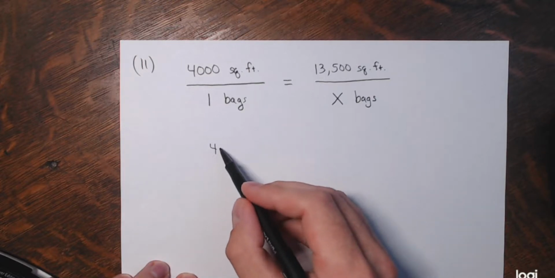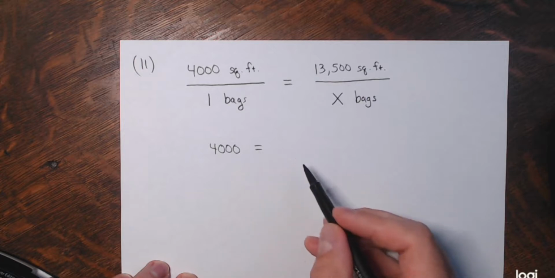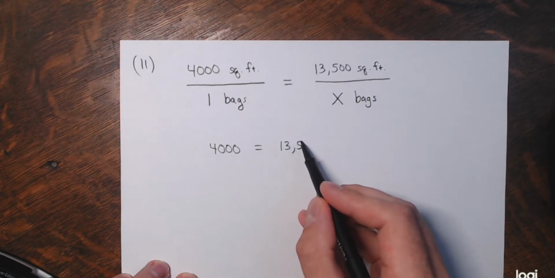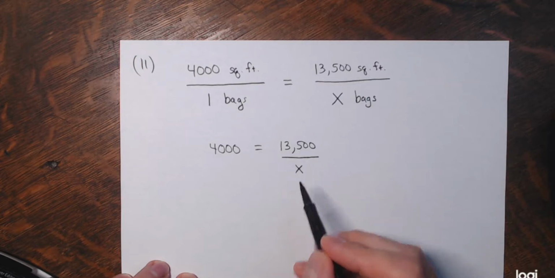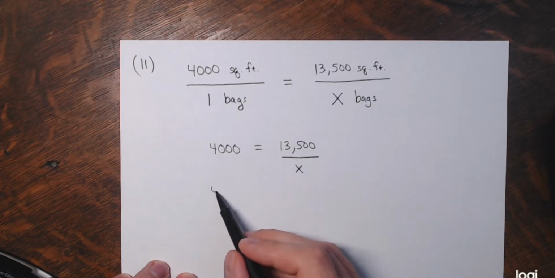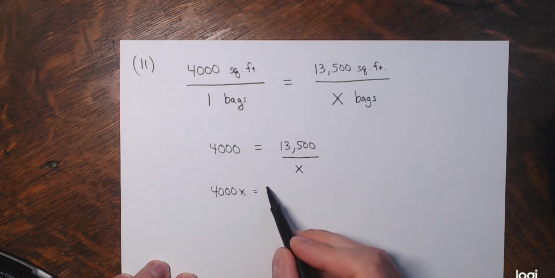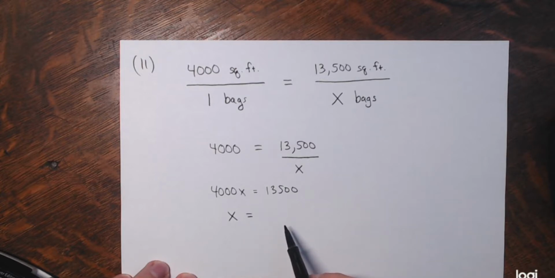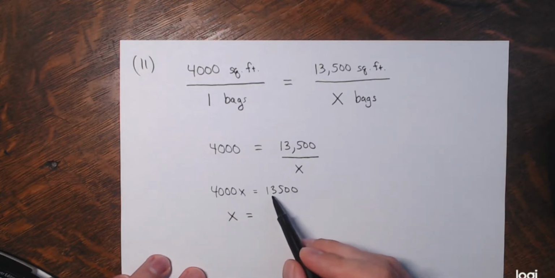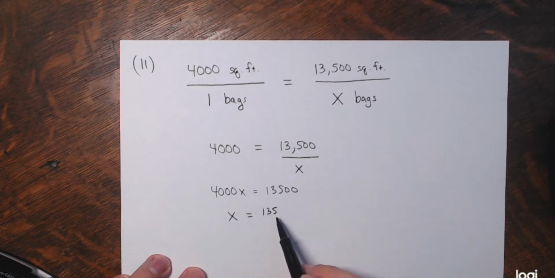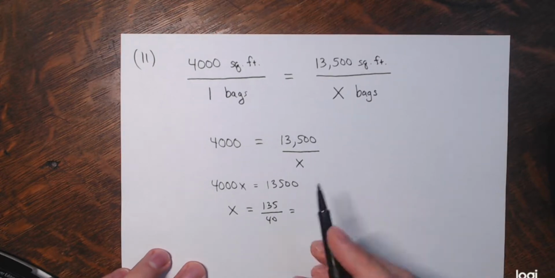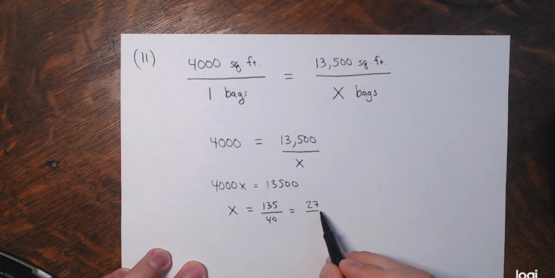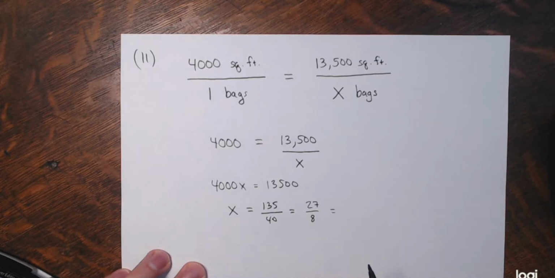So I have 4,000 on the left equals 13,500 divided by X on the right. I would multiply by X, I get 4,000X equals 13,500, and then divide by 4,000. So now 2 of the zeros would cancel, so basically it would be 135 over 40, but that reduces even further. 5 goes into that 27 times, 5 goes into this 8 times. So this reduces to 27/8.